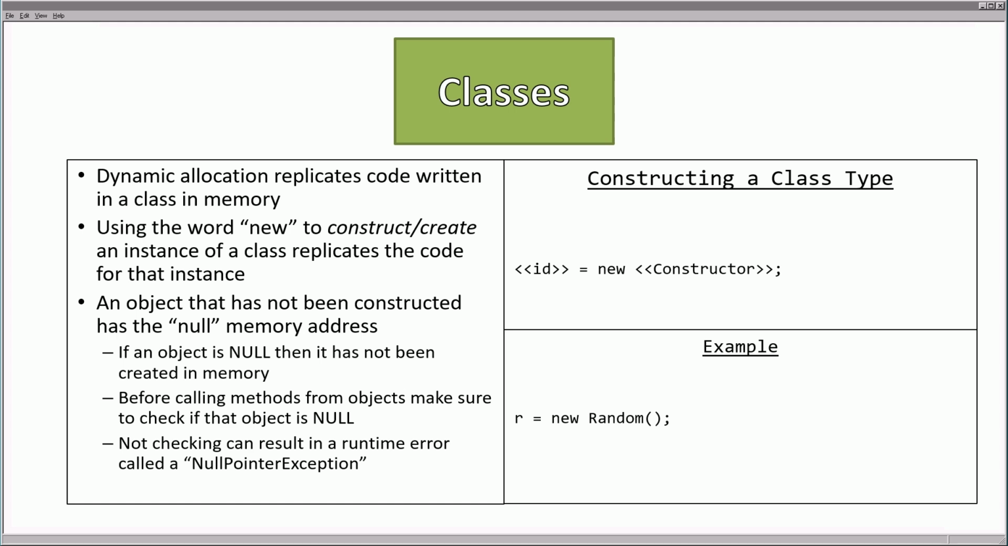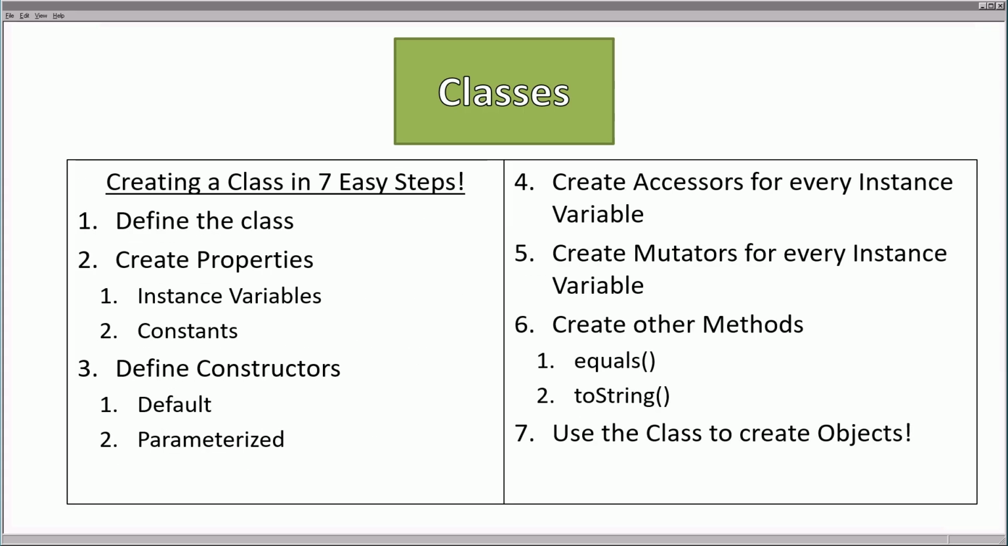We have used class types in the past, but now we need to start creating our own. In order to make this simple, here's how you can create a class in 7 easy steps. First, define the class. Then create its properties, instance variables, constants. Third, define the constructors, usually a default and parameterized constructor. 4, create accessors for every instance variable. 5, create mutators for every instance variable. 6, create the other methods like equals and toString. And 7, use the class to create instances that we call objects.